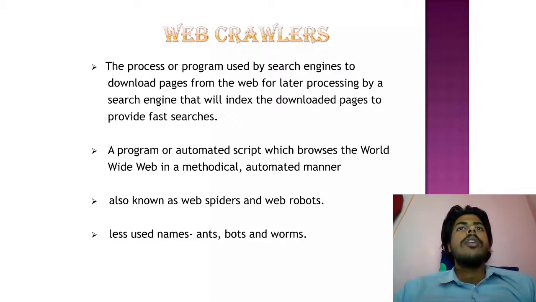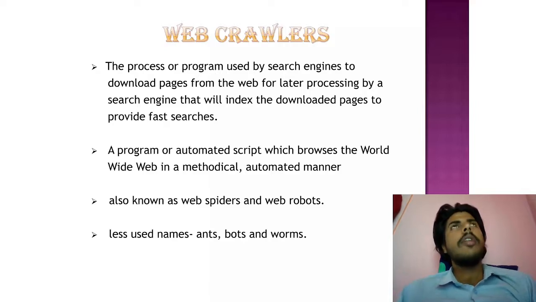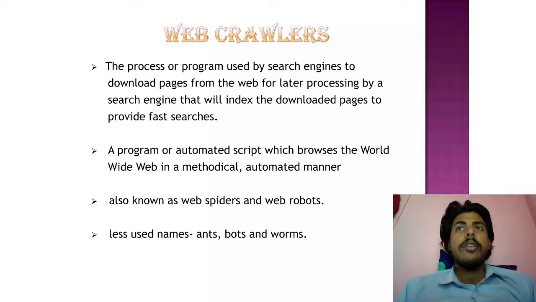A web crawler is a process or a program which runs continuously, used by search engines to download pages from the web for later processing by a search engine that will index the downloaded pages to provide fast searches. It is an automated search script which browses the World Wide Web in a methodical, automated manner. If it's automated, it will run continuously; it never stops.